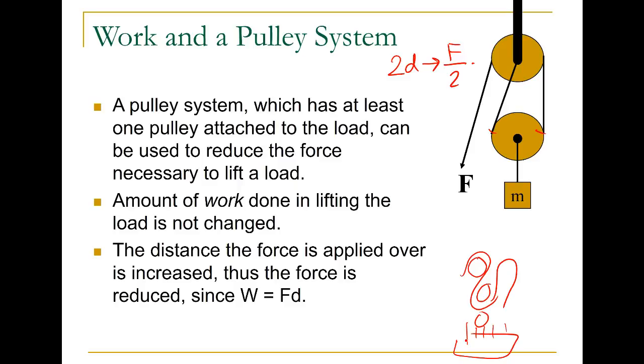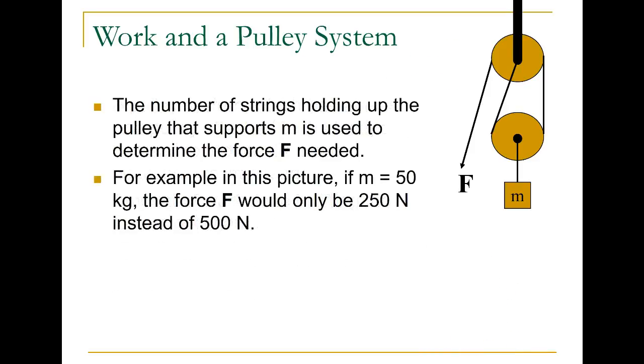I don't know if that's a good drawing, probably not, but the idea is that if we can spread this force out over multiple chains or ropes, then even though we're doing the same amount of work, we're vastly decreasing the force. So for example, in this picture, if the mass was 50 kilograms, instead of needing 500 to lift it, because that's mg, we would just need 250 on each of those ropes. Okay, so next time we're going to talk about the more mathematical definition of work as a dot product.